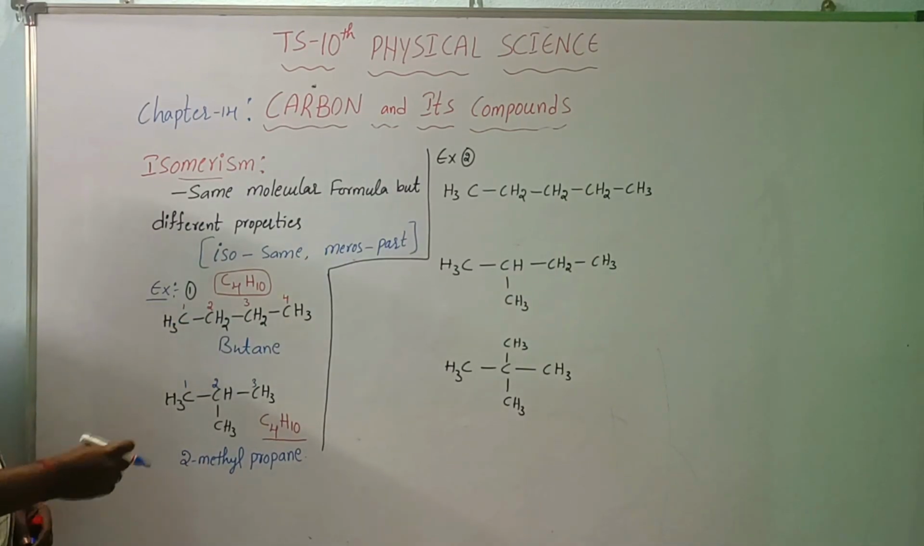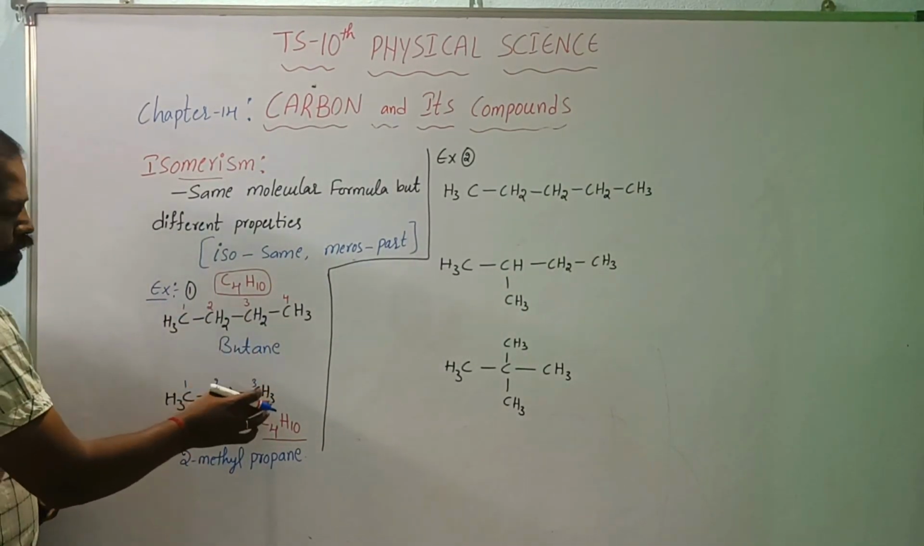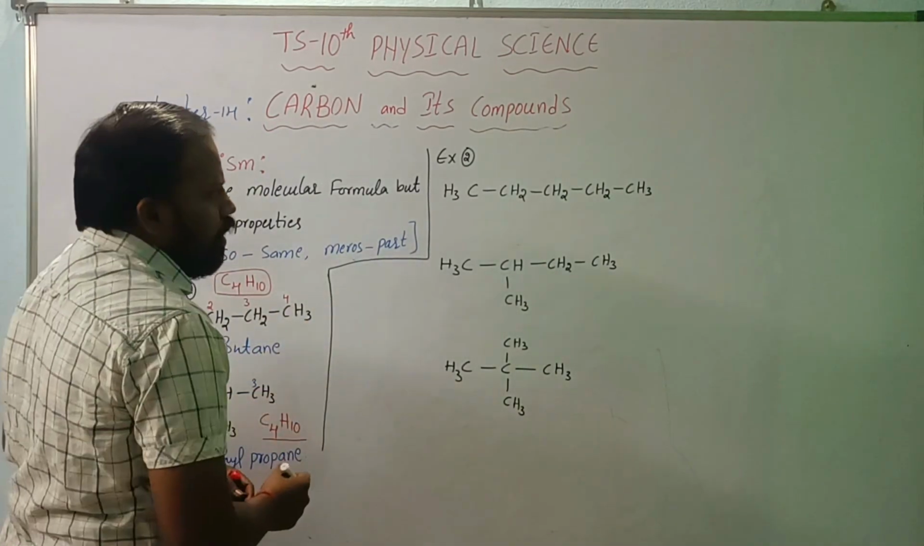And another one is butane. See, the names are different and the structure or position is different, but the molecular formula is the same. So we can say these are isomers. Let us check with the next example.